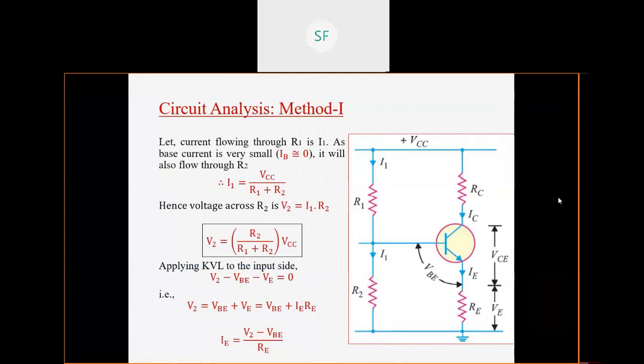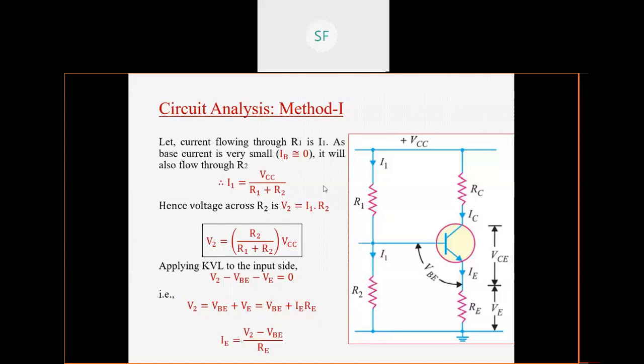Then we analyzed this potential divider biasing circuit, and we have seen that there are two methods. The first method is also called the approximation method. Why is it called the approximation method? Because we have approximated here that IB is approximately equal to 0. So in this method, you will not be able to find the exact value of IB, because you have already approximated it to 0.